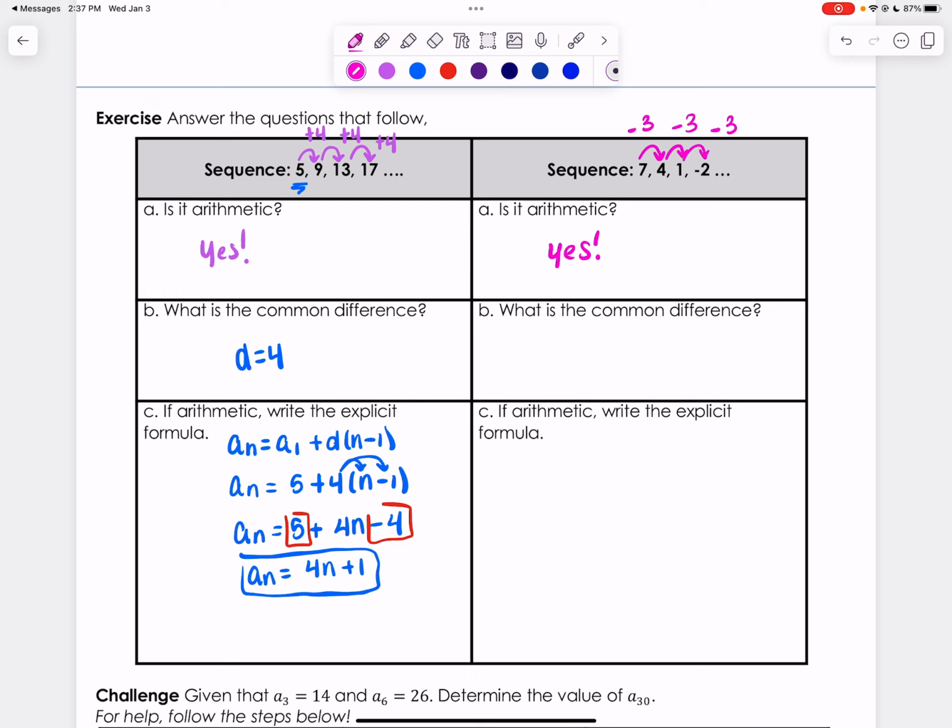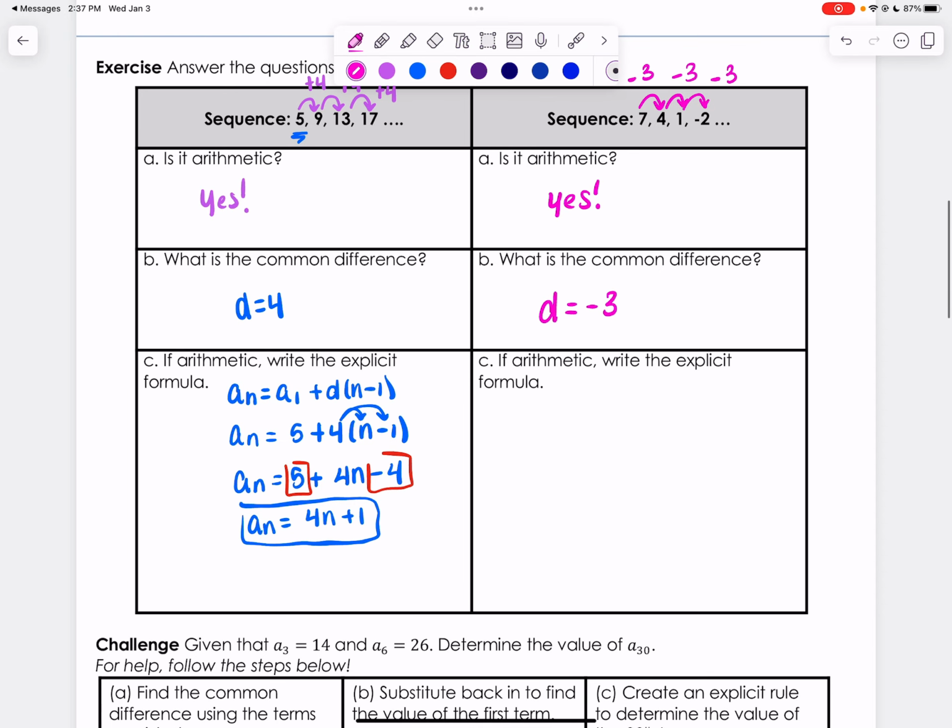Now my common difference, we just said it before, is negative 3, because that's what it's going down by. And now for part C, we want to write the explicit formula. So we know our explicit formula, again, is a sub n equals a sub 1 plus d times n minus 1.